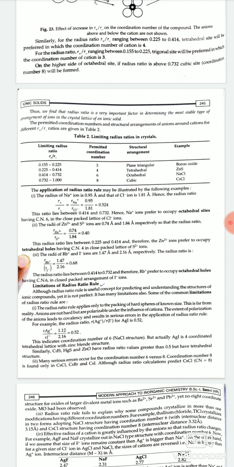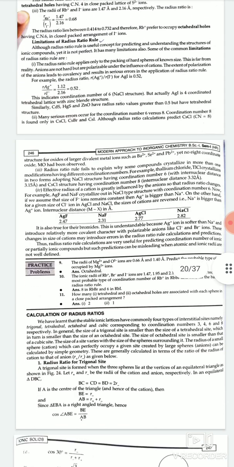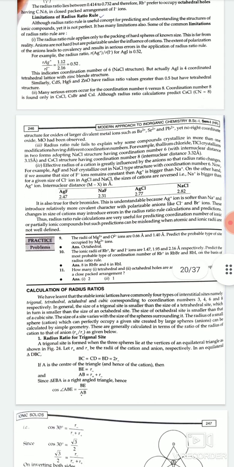Second limitation, many serious errors occur for the coordination number 6 versus 8. Coordination number 8 is found only in cesium chloride, cesium bromide and cesium iodide. Although radius ratio calculation predicts coordination number 8 for oxides of larger divalent metal ions such as Ba2+, Sr2+ and Pb2+, yet no 8 coordinate oxide MO has been observed.